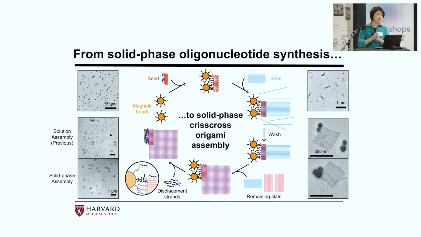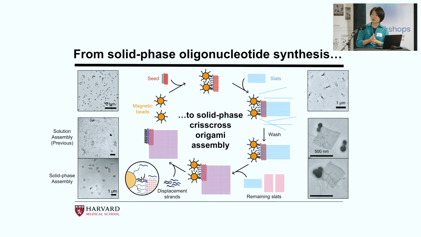And then finally, when we're ready and the structure is completed, we can use strand displacement. Using DNA strand displacement, we can kick off the assembled structure back into the solution for collection. So on the bottom left, you can see on the top, that is the previous method, assembling everything in one pot in solution, versus the bottom, which is using solid phase assembly.